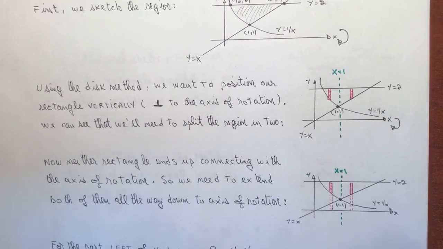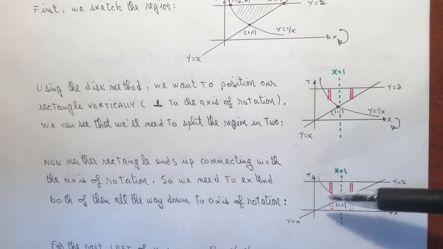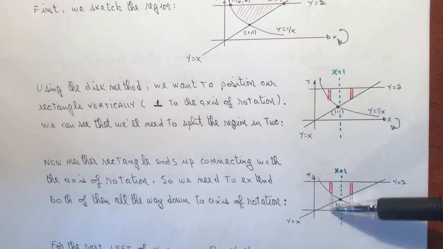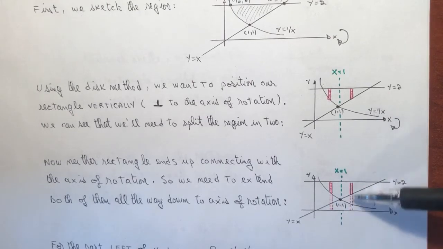We're going to have to split the region in two at the point of intersection where x is equal to 1. The next thing that we notice is that neither rectangle is actually connecting with the axis of rotation. So another bother, we're going to have to extend both of those rectangles all the way down to the axis of rotation, creating, as we know, a big R and a small r.